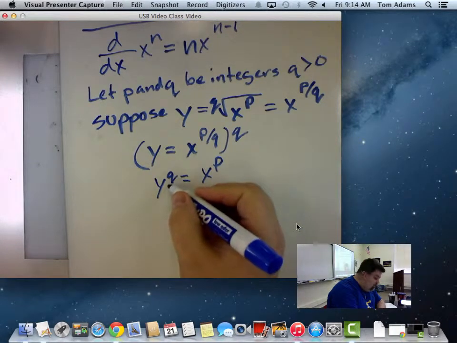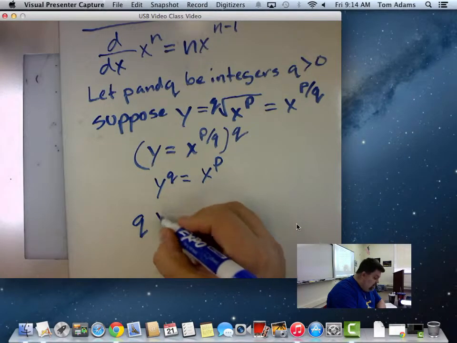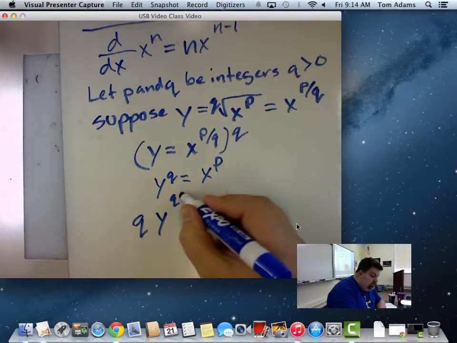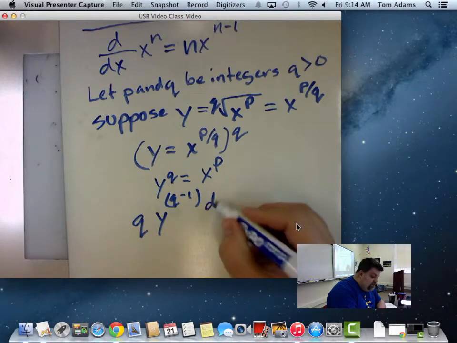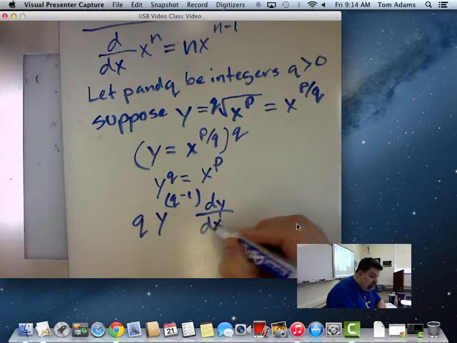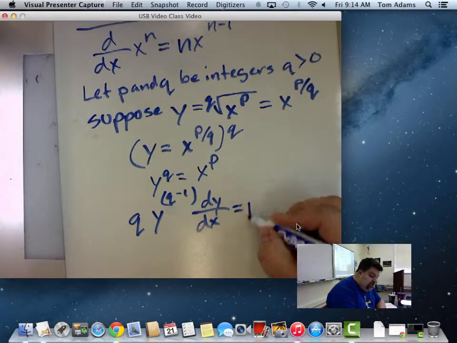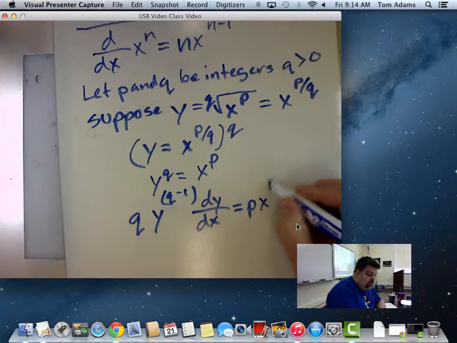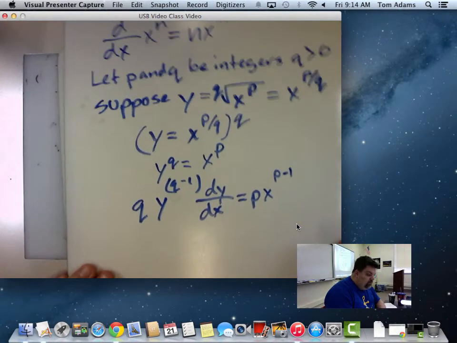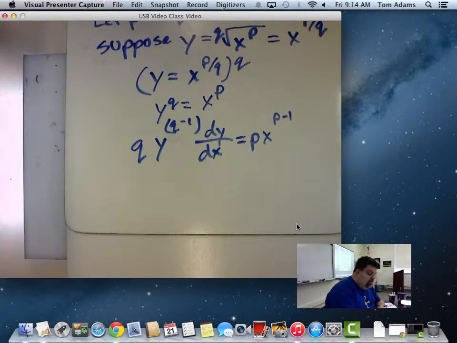So if I take the derivative of this using the power rule, I toss the q to the front, and I have y to the q minus 1 up here. But now this is the derivative of y with respect to x, and that's equal to, now we're taking the derivative of the right-hand side, p times x raised to the p minus 1. I'll leave that there for a second. Does anybody have any questions? Do you see what I'm doing so far?